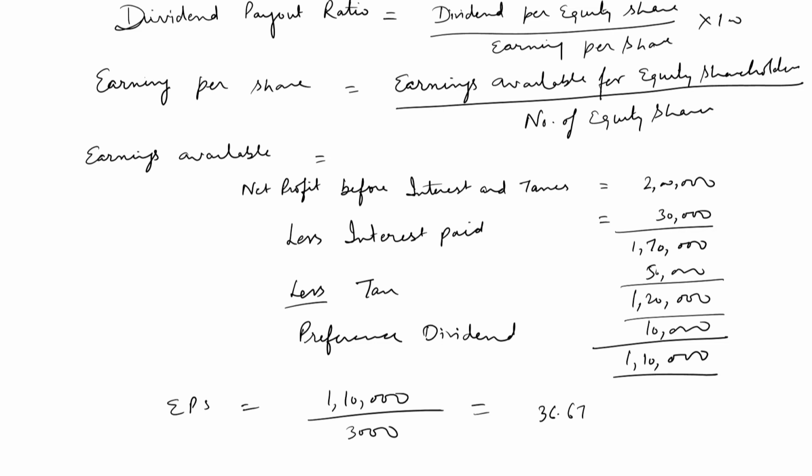Formula we have already mentioned. So the dividend payout ratio is, dividend per share is already given in the question, rupees 20 per share, and earning per share we have just computed, 36.67. If we go for it, then we find out that we reach the figure of 54.54%. It means that almost 46% of the company's earnings are retained by the company for future investment purposes.